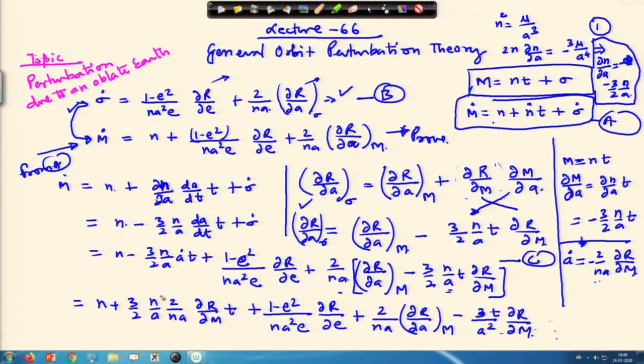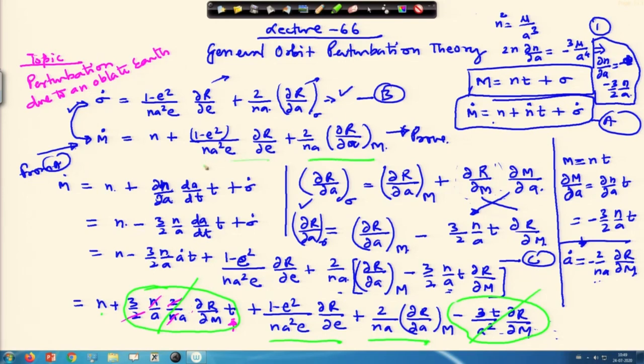And if we look here in this place, here also the n n cancels out, 2 2 cancels out, and we get 3 by a, and the quantity t is missing here. So we have to insert t also here in this place. T is already here. So overall this quantity and this quantity along with minus sign, they are the same, so they cancel out, and then what we get? N plus 1 minus e a square, this term and this term, and this is nothing but the term which is written here in this place.